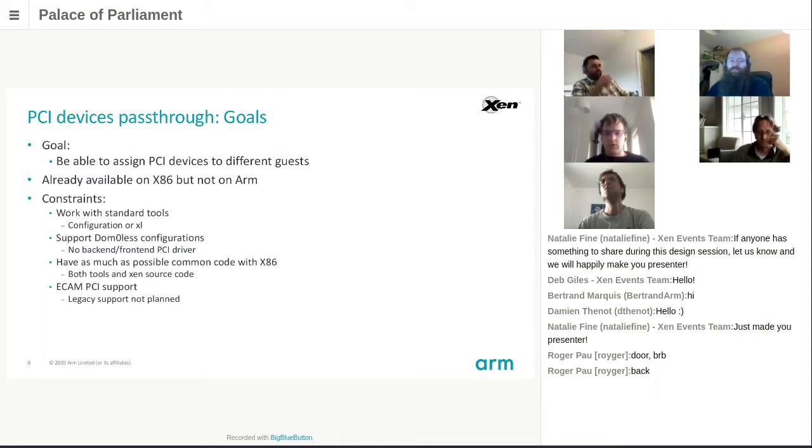Conceptually, it's quite easy. We've already got the emulation layer in it because we need to intercept DOM0's access to it. It's just that it is one of the many things that no one has got around to fixing yet. You also can't give full access to the configuration space to the guest. You will have to sanitize it.